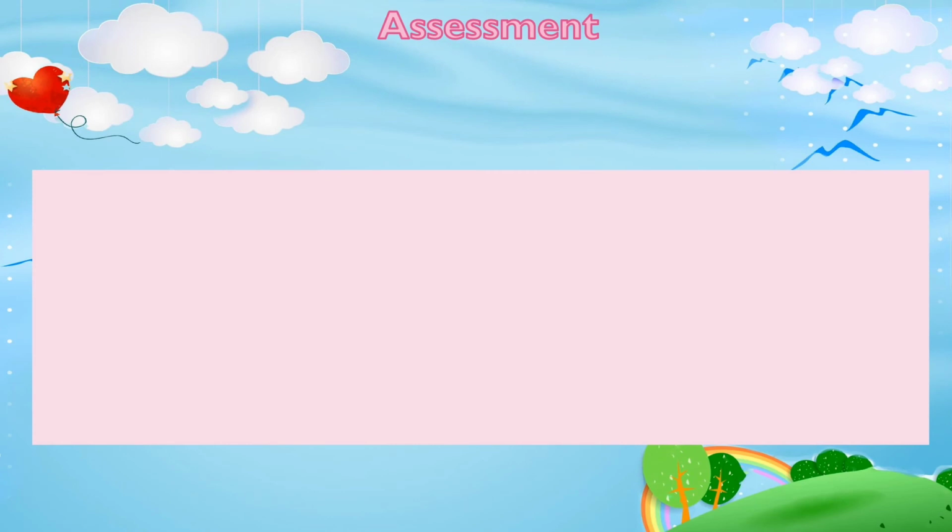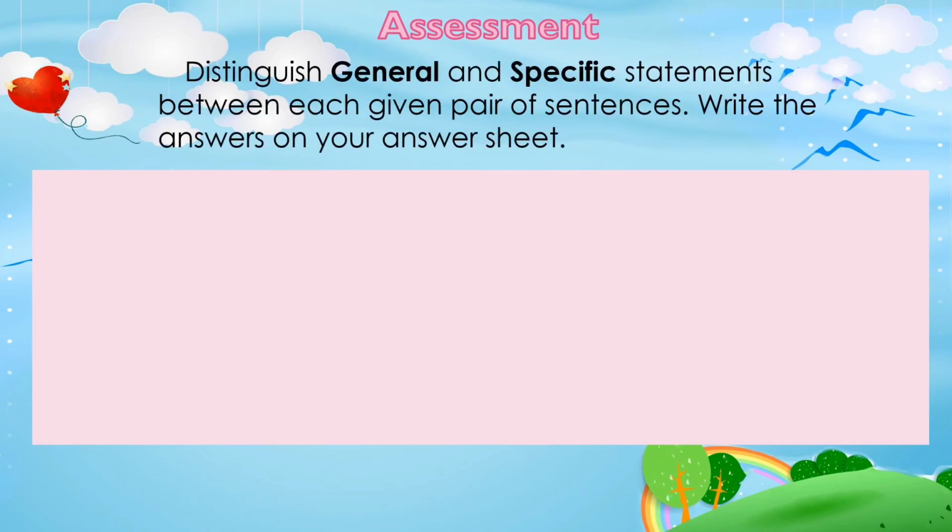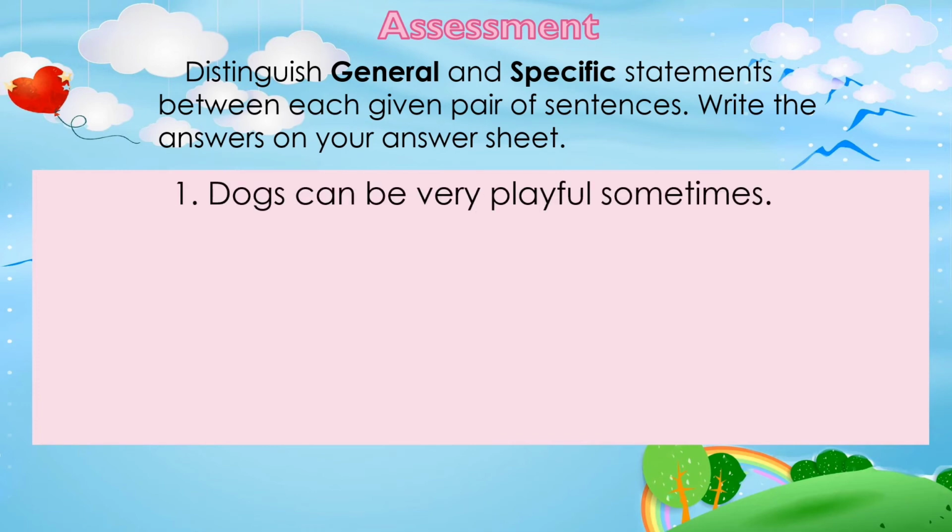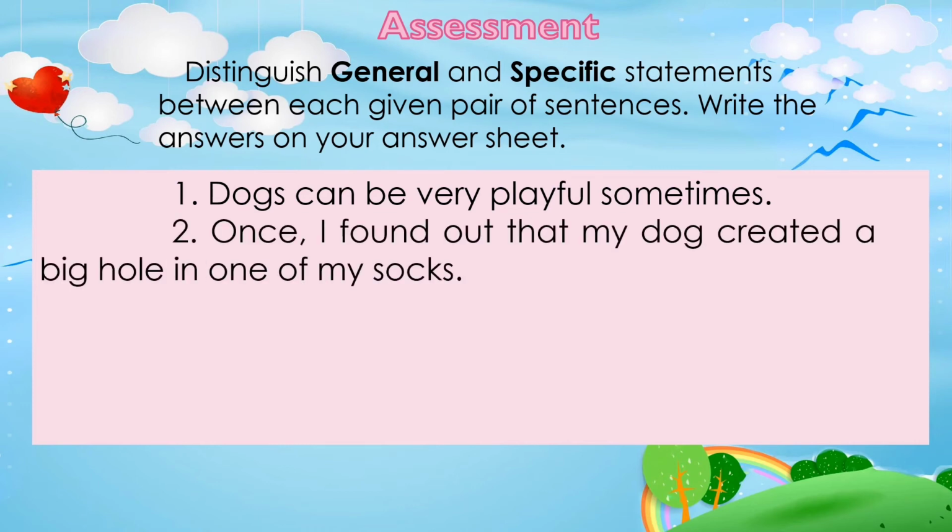Now, let's answer the assessment. Distinguish general and specific statement between each given pair of sentences. Write the answer on your answer sheet. Number 1. Dogs can be very playful sometimes. Write your answer. Okay, number 2. Once I found out that my dog created a big hole in one of my socks. Write your answer.